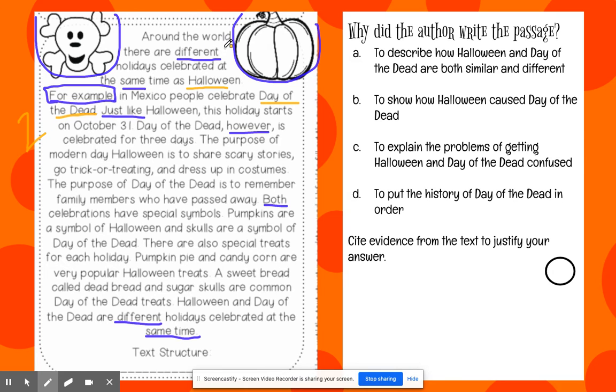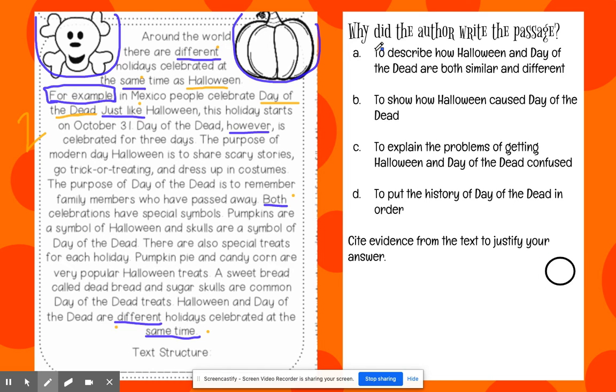And that's supported if you look at all my signal words. I've got different, I've got same, just like, I've got both, different, same time. All of these are words that you would find in the compare and contrast box on our anchor chart. So now that I have it in my head that I think this is compare and contrast, I'm going to look at my signal words. So I have a dot here that I can drag and drop. Because I'm in present mode, I won't be able to do that. But on your We Do, you'll be able to grab this and move it.